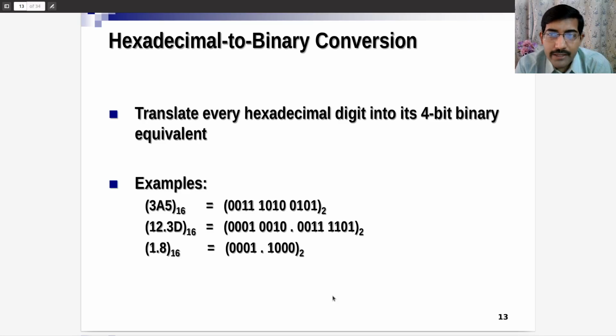Hexadecimal to binary conversion, just the opposite. If you have understood the binary to hexadecimal, these things are pretty easy. 3A5 is nothing but 3 equivalent to this 4 bits, A equivalent to next 4 bits, 5 equivalent to last 4 bits. 12.3D, this is nothing but 1 is this, 2 is this, point, this is 3 and this is D. Pretty simple. You can write an automated program for this also.